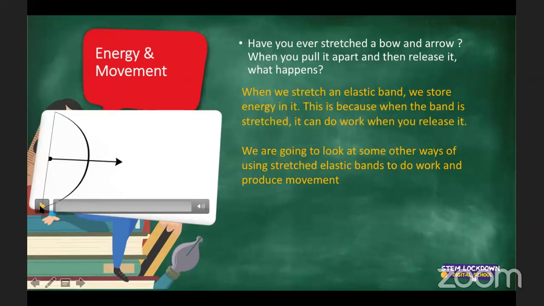Here's a short video of a bow and arrow. We did this last week, and so we are doing a revision. Whenever you stretch a bow and arrow, it will do this type of movement that you see on your screen. So stretch back and then move forward. You stretch it back and release it, and it goes towards your desired direction.